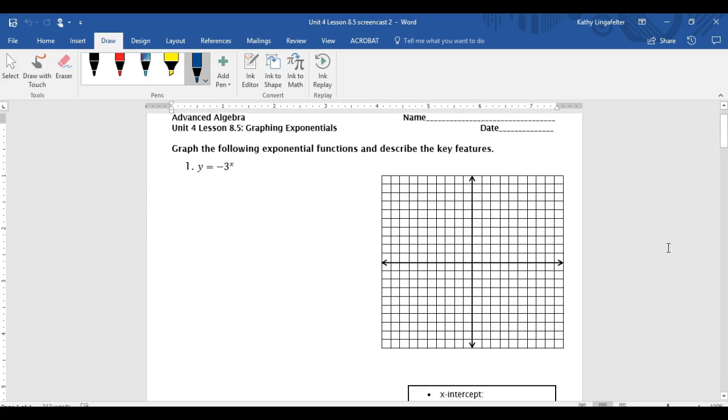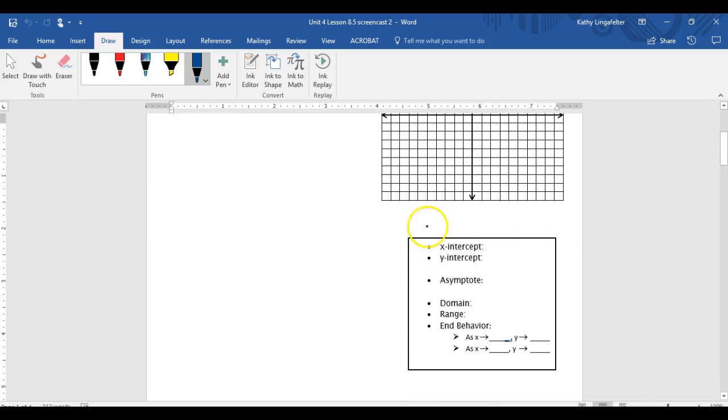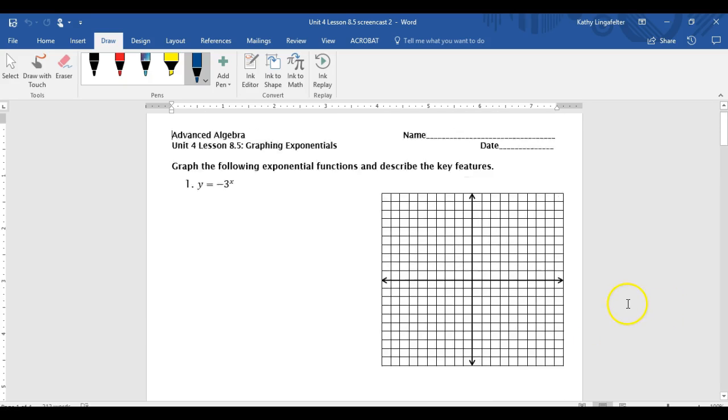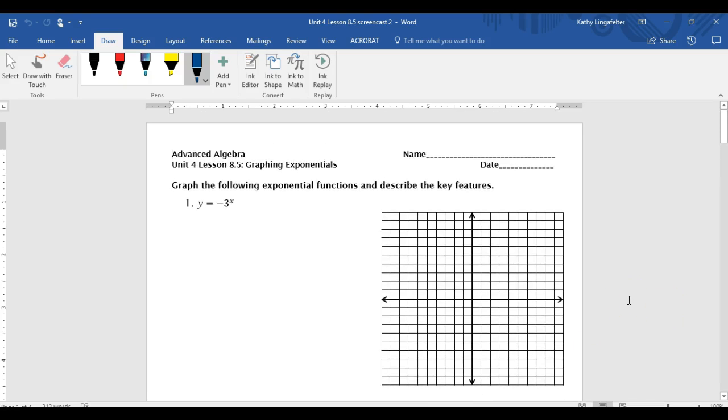Something else that's different today is we're adding a key features box. So what's the x and y intercept? Where's the asymptote? What's the domain? What's the range? And what's the end behavior? One thing you'll notice is I'm not as good writing on a Word document as I am on the PowerPoint for the OfficeMix, so please forgive me.